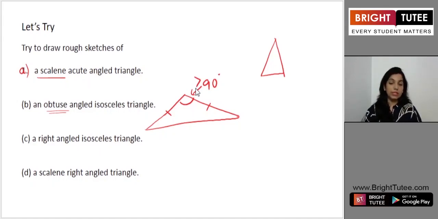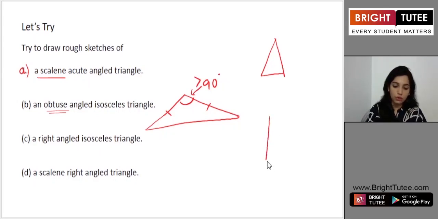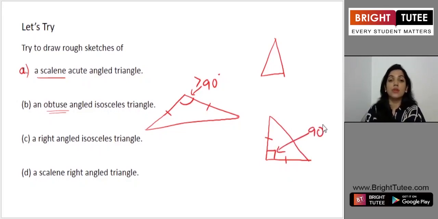Now the third one, the C part, says a right angled isosceles triangle. So if I draw this kind of a triangle and I say that these two sides are equal, and here this particular angle measures 90 degrees, then the triangle that I've drawn is a right angled isosceles triangle.